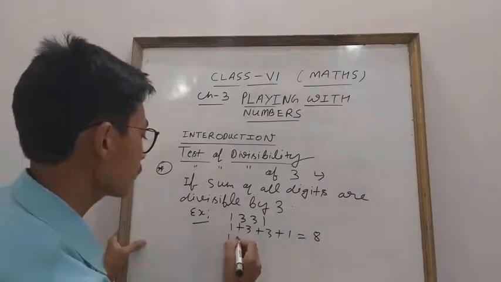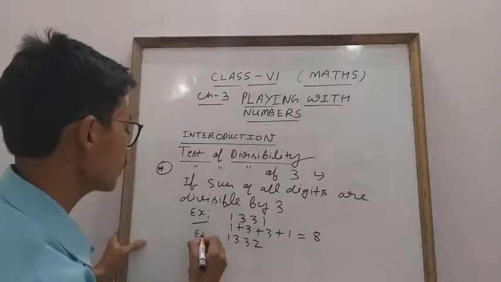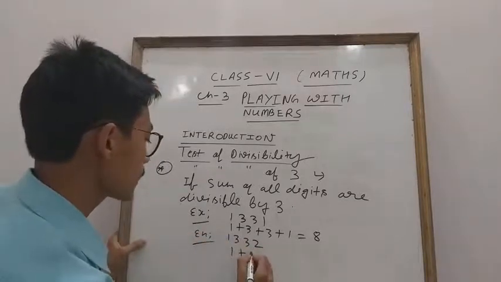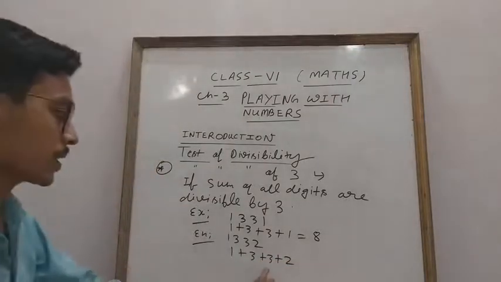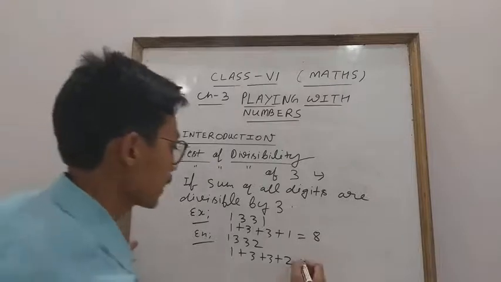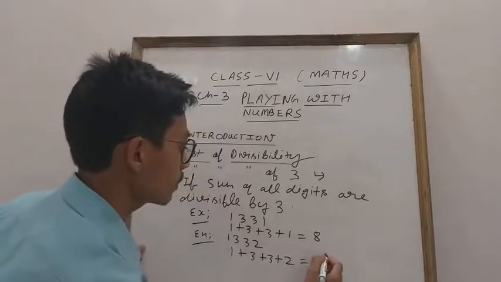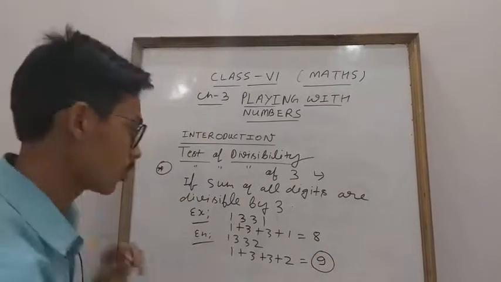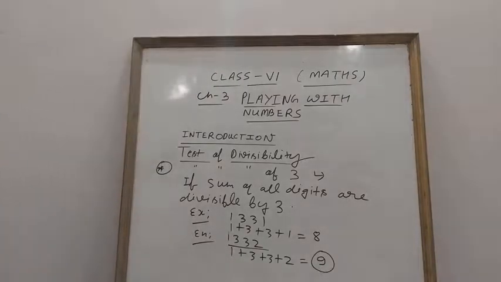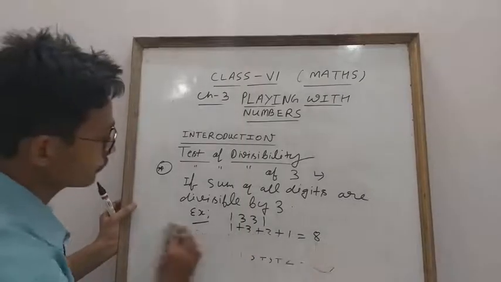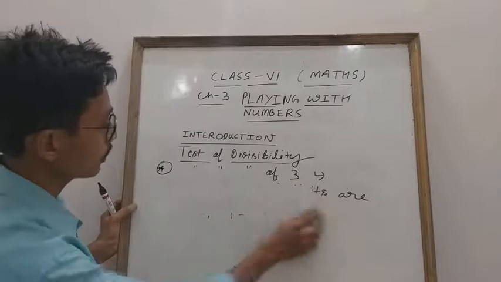Another example I am taking, 1 3 3 2. I am taking example, student. So 1 plus 3 plus 3 plus 2. Clear? So 3 plus 3 is 6, 6 plus 2 is 8, 8 plus 1 is 9. Now you know that, student, 9 is divisible by 3. If 9 is divisible by 3, that means the whole number is divisible by 3. Clear everyone? So this is the test of divisibility by 3. I think now you are able to understand how to know whether a number is divisible by 3 or not. Clear everyone? Okay. Now go to the next thing.